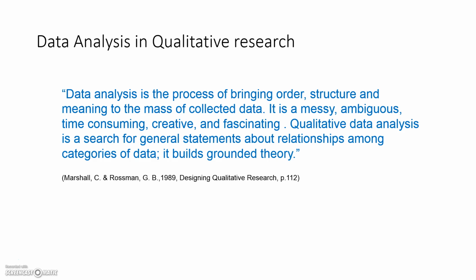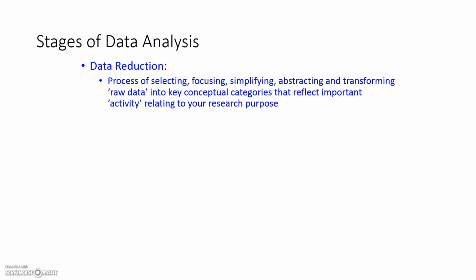Let's have a look at the key stages that you're going to have to go through. Firstly, the key thing is you may have a lot of data and you've got to reduce it. This means looking at it all and trying to put it into kind of baskets, if you like, what are often referred to as categories. We may use a coding system to do this, but we're trying to get that data into more manageable, identifiable key activities relating to our purpose.